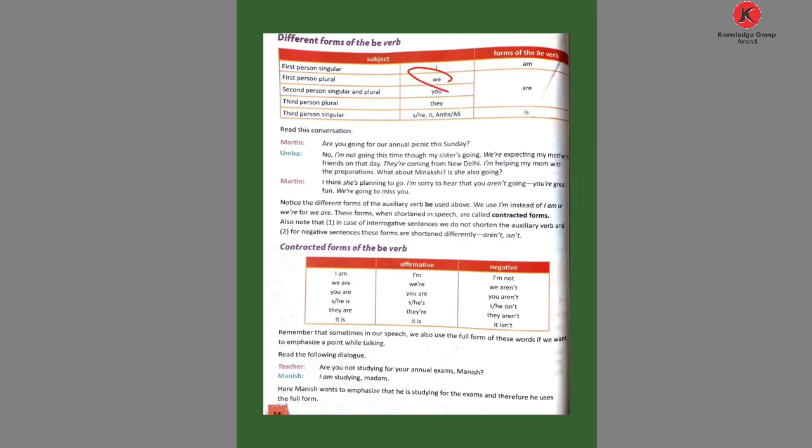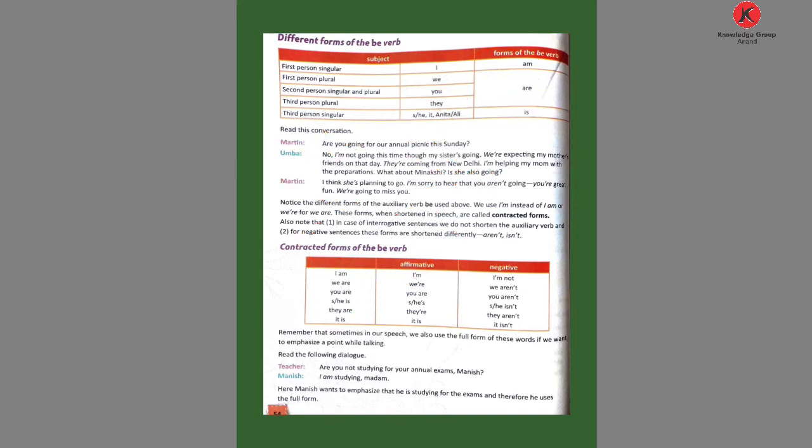Then we, you and they are used with are. If we use we, we use are; if we use you, we use are; and if we use the pronoun they, we use are. Okay, I always comes with the be form verb am. We, you, they with are, and he, she, it with is. Okay, he is, she is, it is.